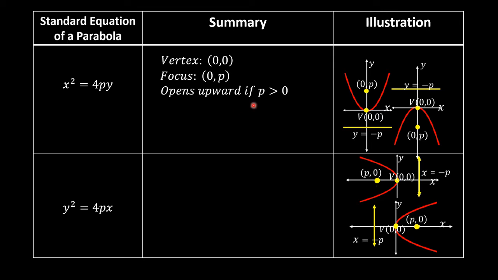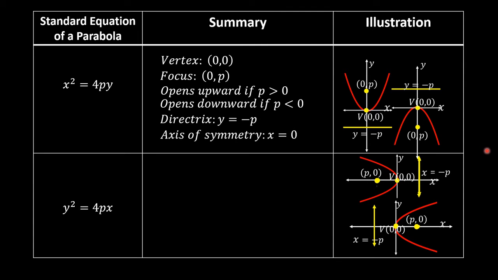It opens upward if p is greater than 0. It opens downward if p is less than 0. The directrix is y is equal to negative p, and the axis of symmetry is x is equal to 0.